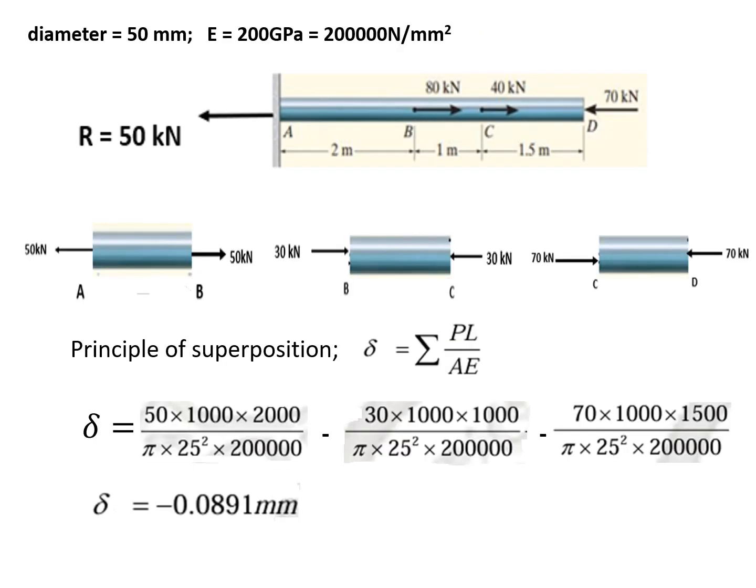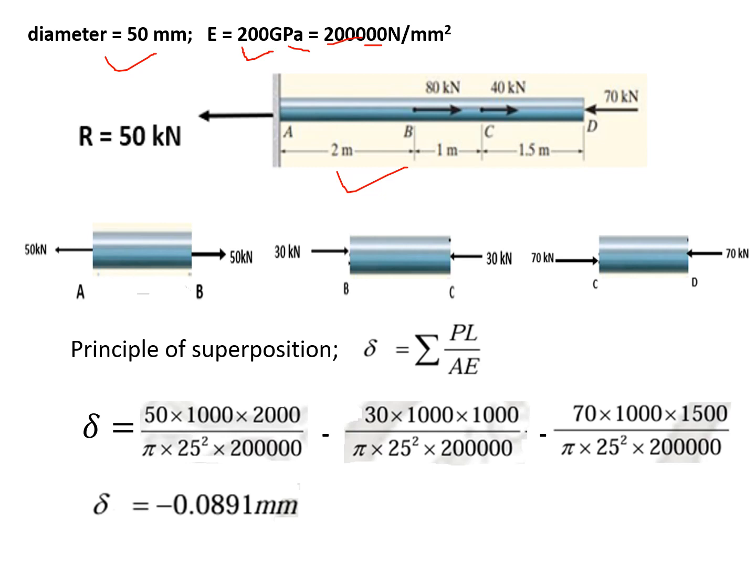Now finally I sum up. So this is the problem. The steel bar of diameter 50 mm has a Young's modulus of 200 gigapascal. That gigapascal we have to convert into Newton per mm square. So 200 into 10 to the power 3, that is 200 into 10 to the power 3 Newton per mm square.